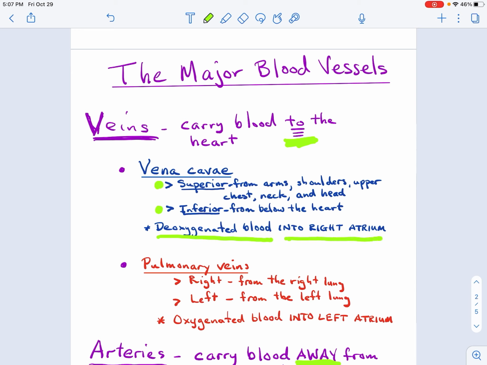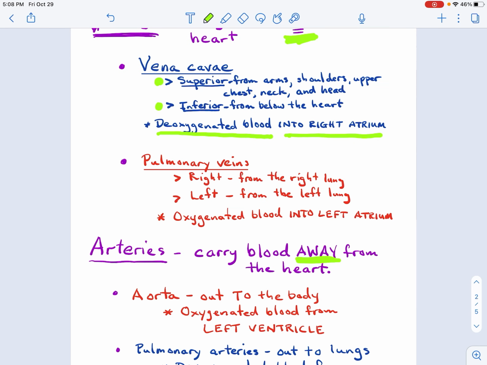The superior vena cava comes from the arms, shoulders, upper chest, neck, and head. The inferior vena cava is bringing blood from below the heart. The pulmonary veins, there are two sets, a right set and a left set. The right set is coming from the right lung, the left set is coming from the left lung. They're carrying oxygenated blood into the left atrium. So blood coming from the lungs is going to be oxygenated, coming into the left atrium of the heart.